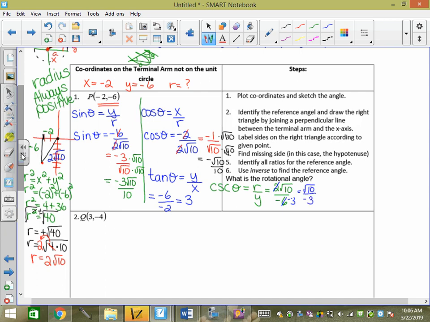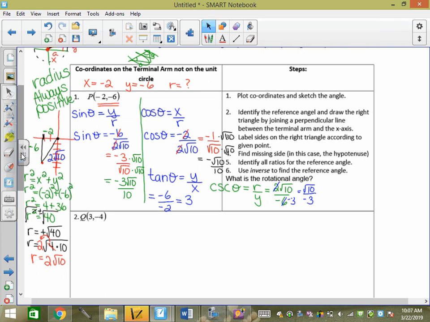You can move the negative to the top. You can move the negative to the front. So you could say negative root 10 over 3, or you could say root 10 over negative 3. As long as there's only one negative in that thing, you're fine. If the negative sign can move, it could be in front, but I can only have one negative.